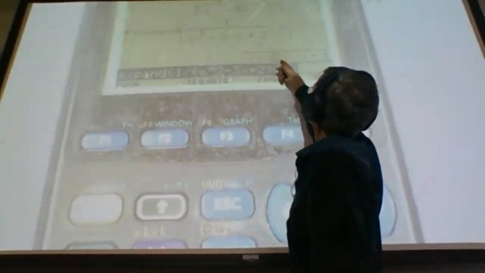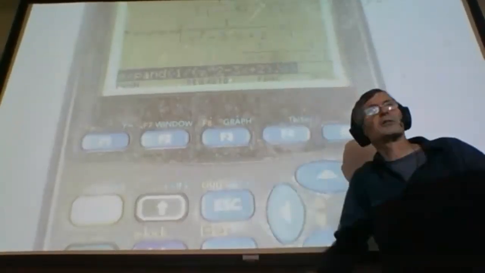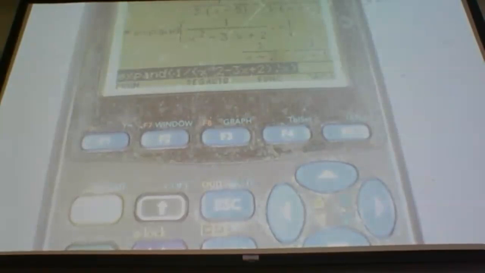It says that when I expand this expression with respect to x, I get 1 over x minus 2 minus 1 over x minus 1. Sure enough, I did this right. So this is faster, and this works online. There are online calculators that can do this for you too. All right.